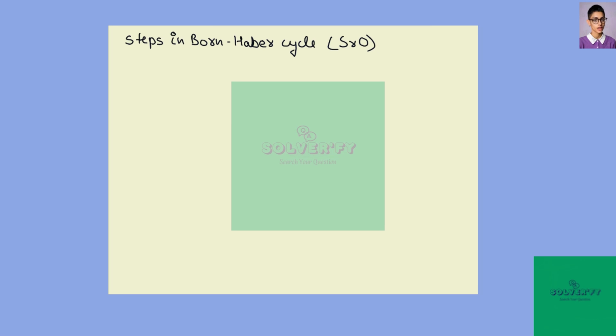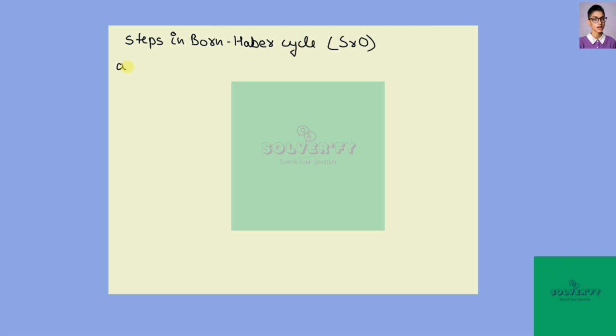Hello student. So the question is to determine the second electron affinity of oxygen. Here we will be using the Born-Haber cycle for SrO, strontium oxide. So let's see the steps in the Born-Haber cycle for the formation of SrO.